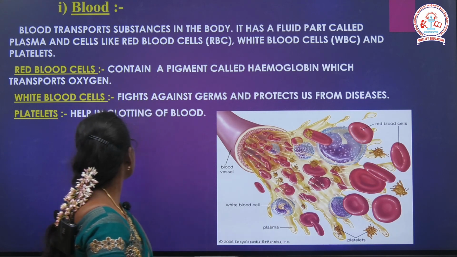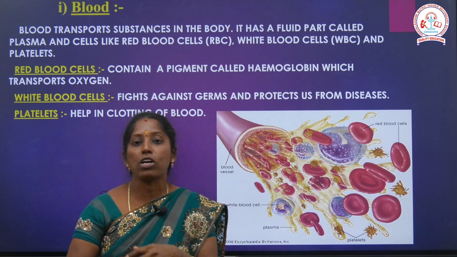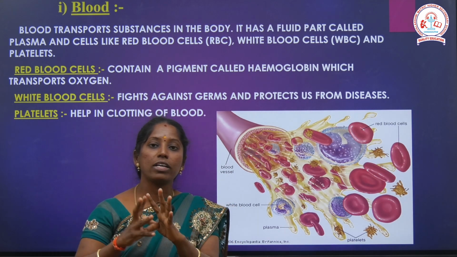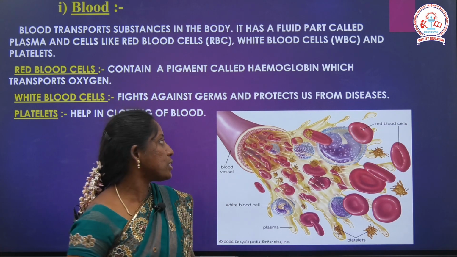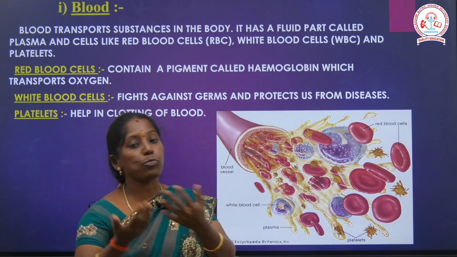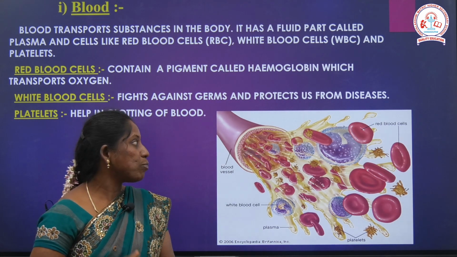The next one is white blood cells. What is the function of white blood cells? They can be shortly called WBC. These white blood cells fight against germs and protect our body from diseases. That is an important function of white blood cells.